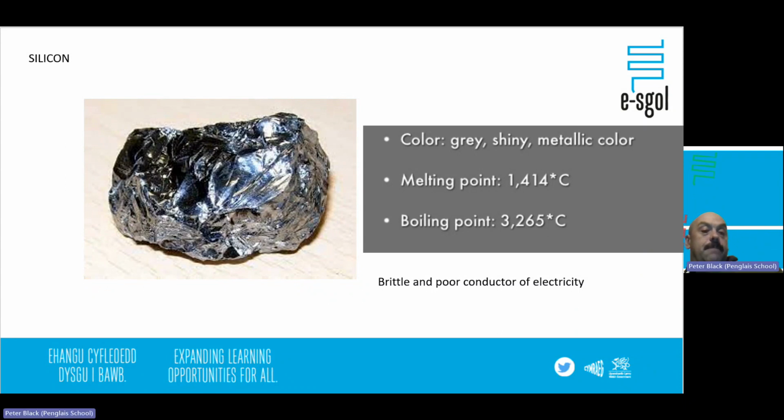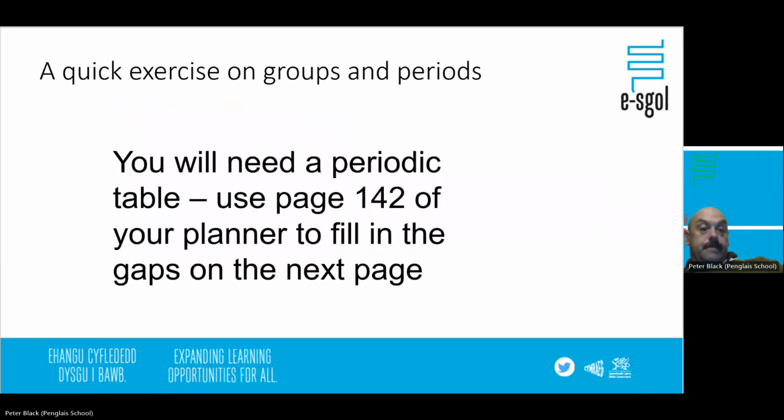However, it's brittle. So if you were to hit that with a hammer, it wouldn't dent like a metal. You wouldn't be able to shape it. This would just shatter. And it can conduct electricity, that's why it's in microprocessors, but it's a poor conductor of electricity. So that makes silicon a metalloid. It has properties of both a metal and a non-metal. Like I say, look at the information they give you and be specific and state this is metallic, this is non-metallic.